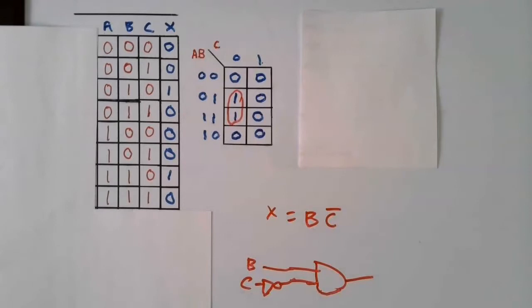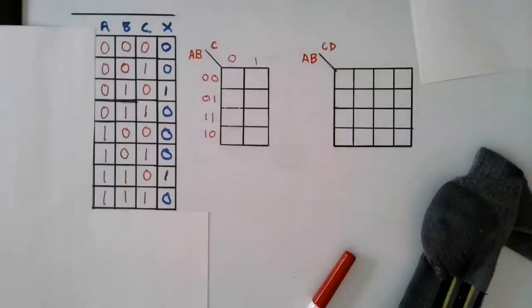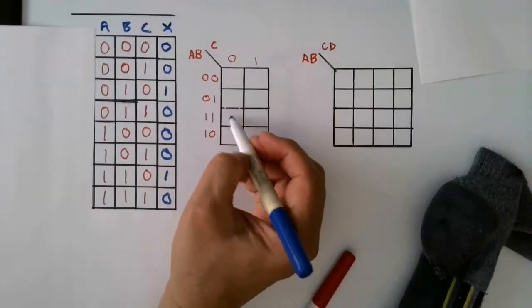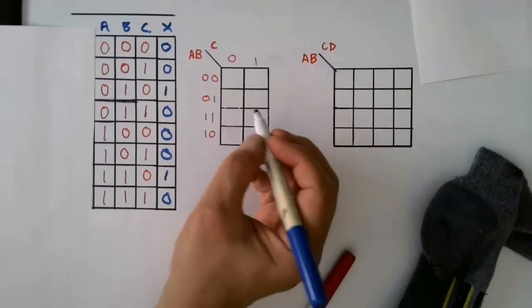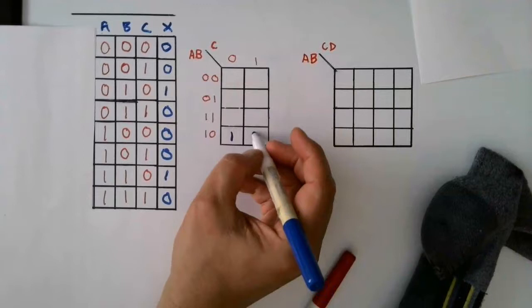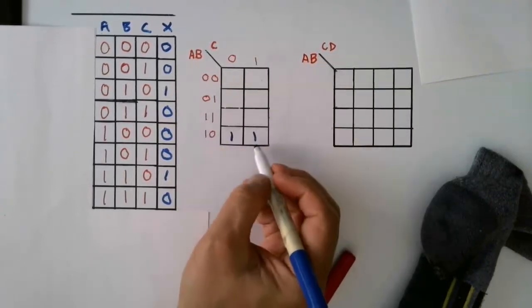But before we do that, I want to try to identify what the different ways are that we can group these ones together. So that first example, we had these two ones in adjacent cells. Another way we can have adjacency is by having ones here that would group together.